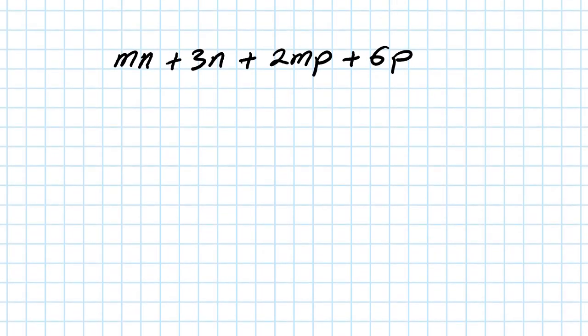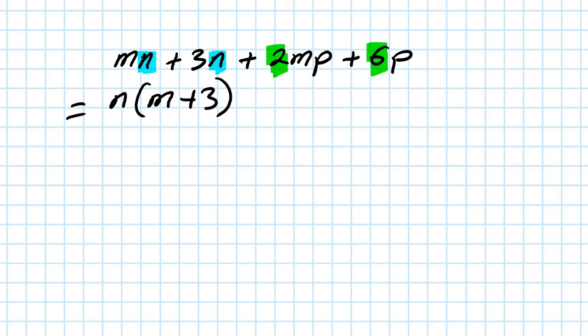Let's move on to this question here: mn plus 3n plus 2mp plus 6p. You notice that I don't have to rearrange this expression because for the first group, n is a common factor, so I can just take it out. The common factor is n, so that's left with m plus 3. Now with the last two terms, 2 and 6, the common factor is 2, and p is also a common factor. So the common factor is 2p.